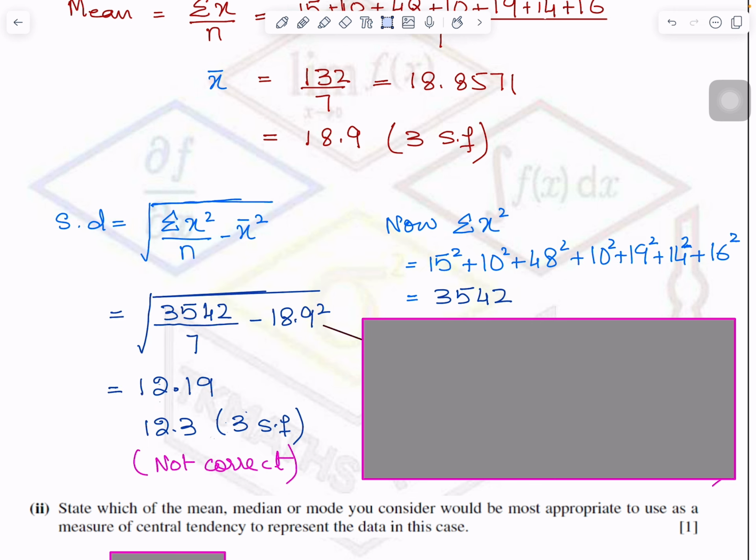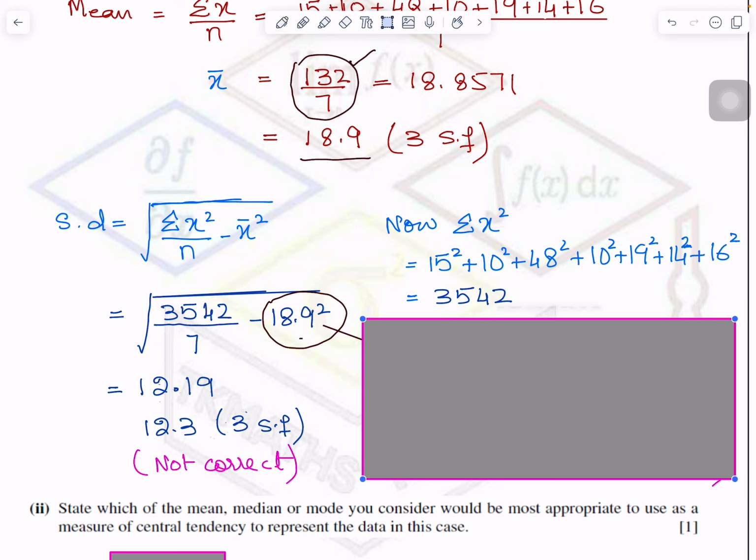I have done the calculation here, but when I checked with the marking scheme, the answer was wrong. So what was the reason? Can you think? Absolutely right. The point here is that whenever you are using the answer of a previous value, you do not use a rounded off value. What I'm showing you here, 18.9, was a 3 significant figure value. It was not the actual answer. The actual exact answer was 132 divided by 7. So you will use this value here to get the correct answer for the standard deviation.